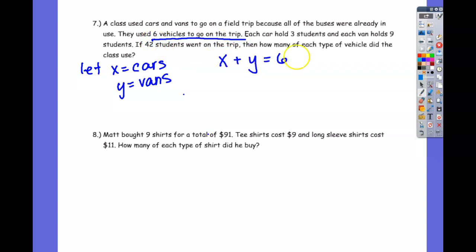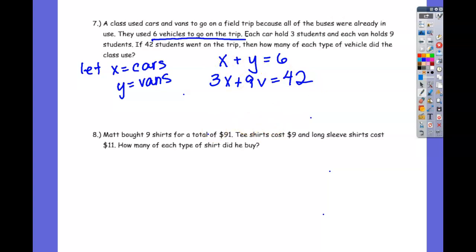So I'm going to let my X be cars and my Y be vans. And then the equations would be, they're using 6 vehicles to go on the trip, so that's the easy one. X plus Y is equal to 6. And then the cars hold 3 students, so 3 for every car and 9 for every van, and that's going to equal 42. So there's your 2 equations. You can just use elimination or substitution. Substitution might be easier because you have coefficients of 1 here. So I'm not going to do that part of it for you, but I will help you identify the let statement.